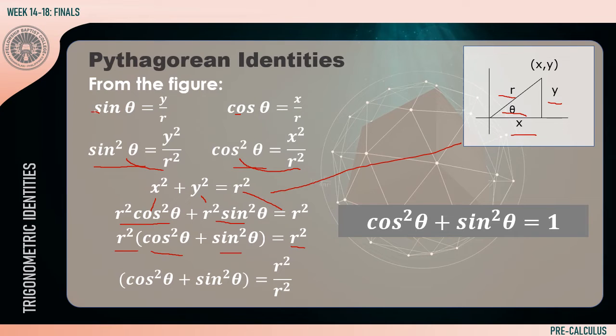Okay, we can divide both sides by r squared. So what remains on the left side of our equation is cosine squared theta plus sine squared theta, equals r squared all over r squared. If we simplify this, we get the Pythagorean identity: cosine squared theta plus sine squared theta is equal to 1. So that is for Pythagorean identities.